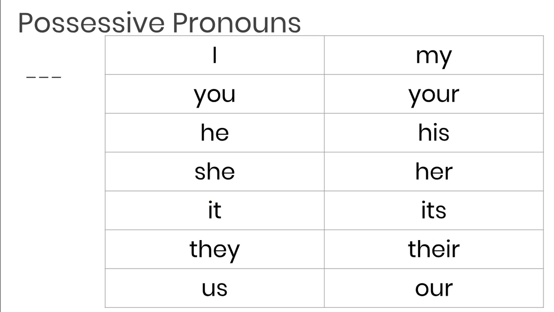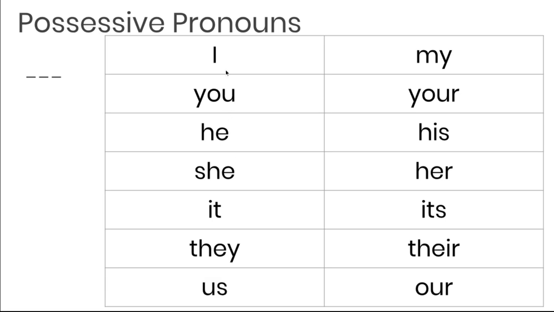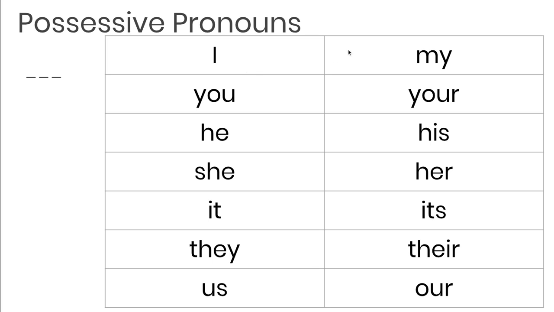So here is a little list or chart showing these possessive pronouns. On the left side, you see the pronouns that you would use if the pronoun is the subject of the sentence. And on the right side, you see the list of pronouns you use if the pronouns are showing possession. So they're called possessive pronouns.